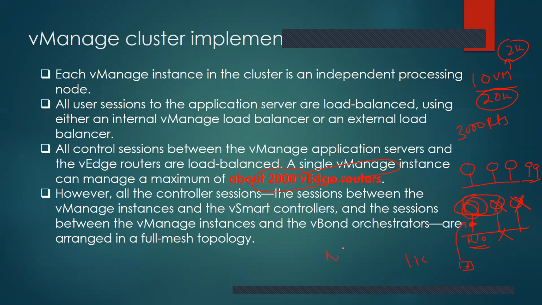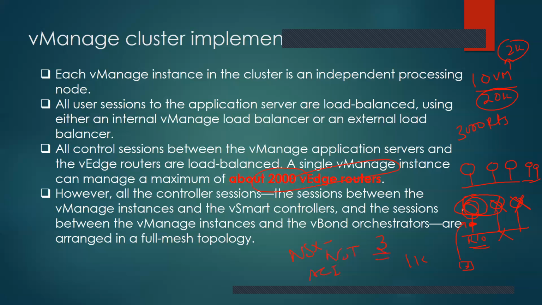Either it's NSX, NSX-T or ACI fabric. You'll see that minimum you should have three. So this is the standard recommendation: if we are going to install or deploy any of these devices, we need at least three vManage, right? Yes, as per the enterprise network.